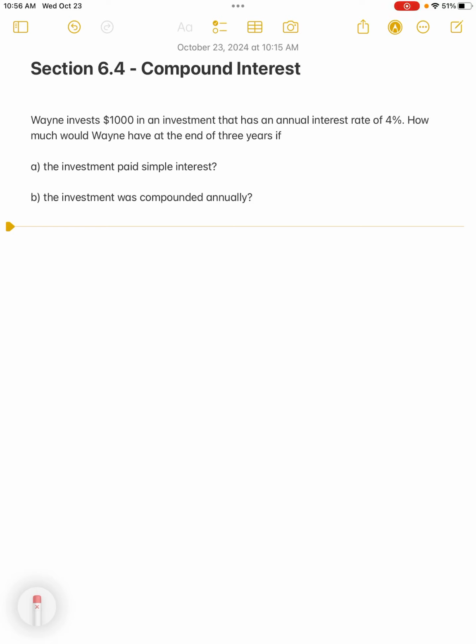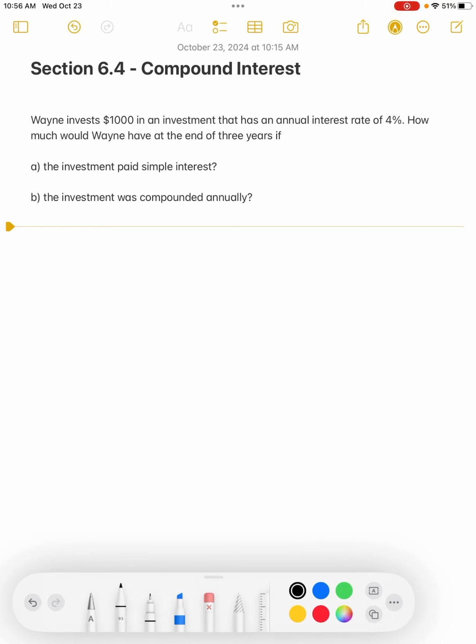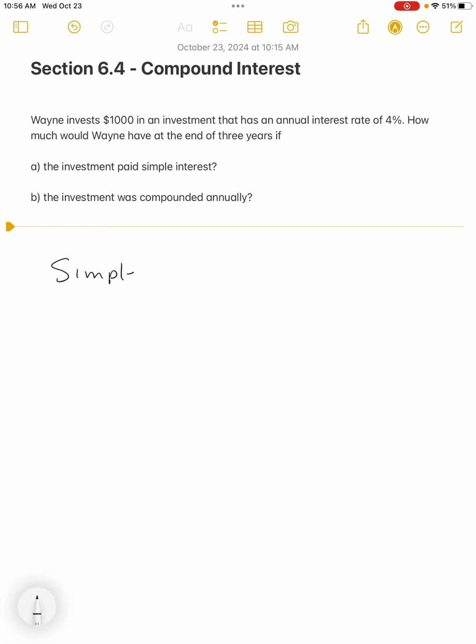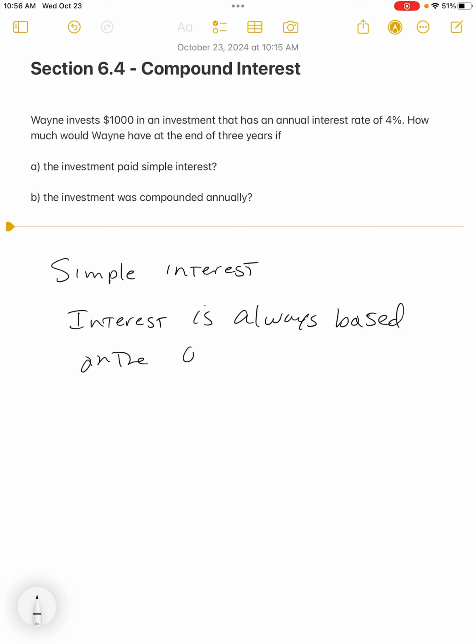So with simple interest, the interest is always based on the original principal, right? The original amount borrowed, the original principal.